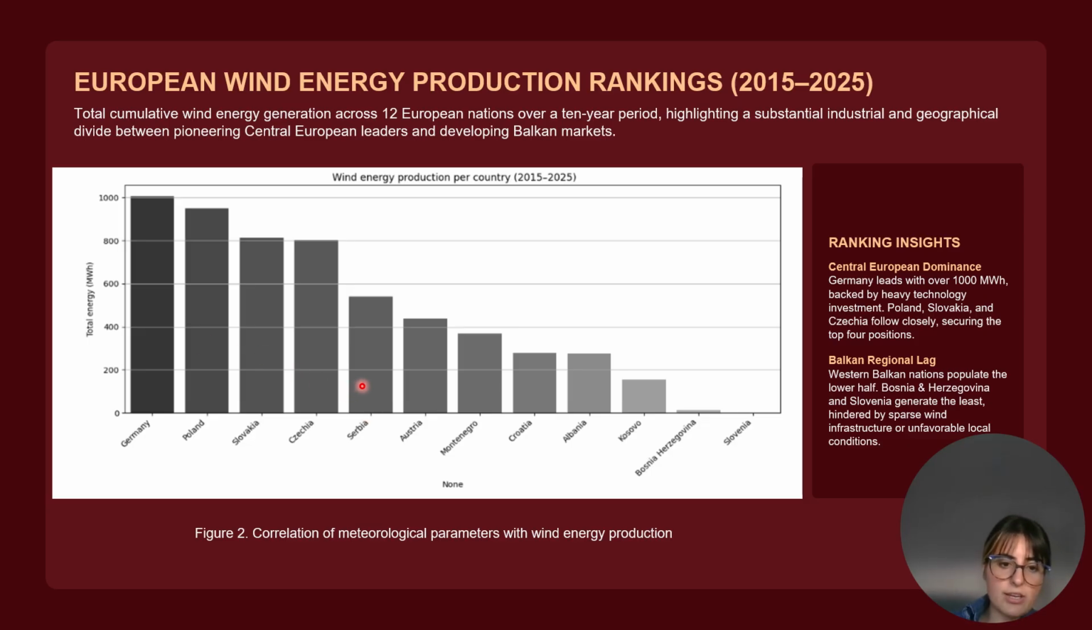In the lower middle we have Serbia and Austria, followed by the Balkan countries, topped by Montenegro, Croatia, Albania, Kosovo, Bosnia, and Slovenia. In Slovenia we have almost no registered visible production. The trend illustrates that the contrast in wind energy generation among these specific nations heavily dominates the region's output, accounting for the majority of total production shown. Meanwhile, the Balkan countries are way behind the central countries.